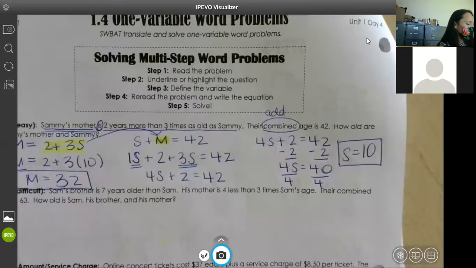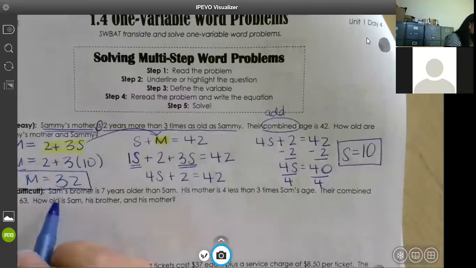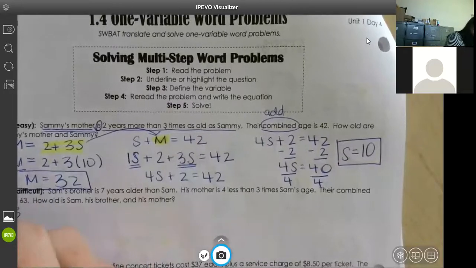Sam's brother is 7 years older than Sam. His mother is 4 less than 3 times Sam's age. Their combined age is 63. How old is Sam, his brother, and his mother? Sam, his brother, and his mother. So it says Sam's brother. I'm going to start that with a B, brother.